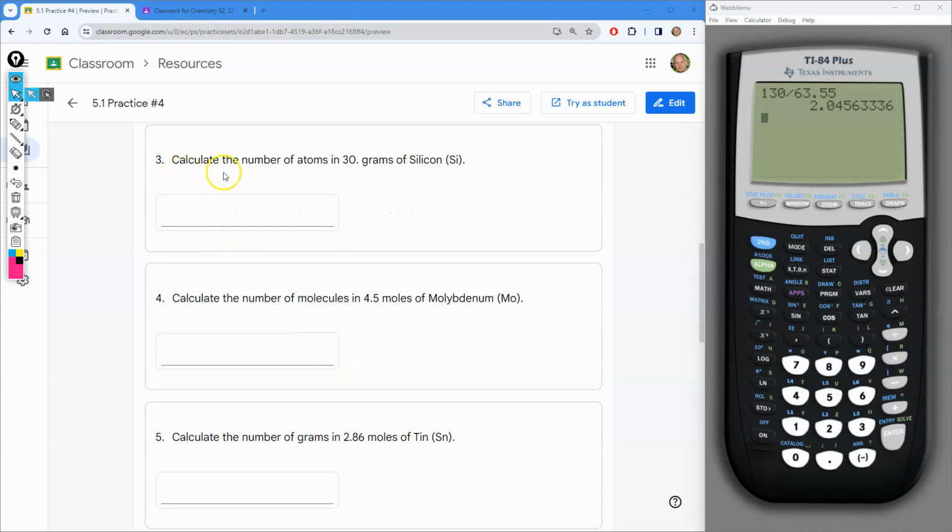All right, number 3. Calculate the number of atoms in 30 grams of silicon. So we always start with our given, which is 30. It's asking us to go to atoms. Remember, we do not have a direct way to go from grams to atoms. We have to convert to moles first. So we're going to need 2 steps here.